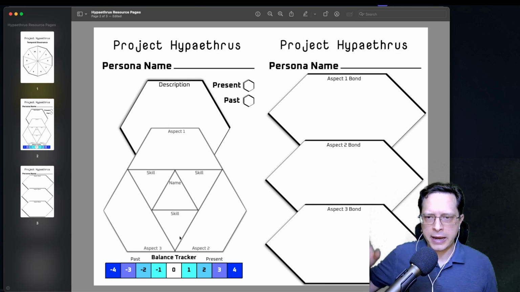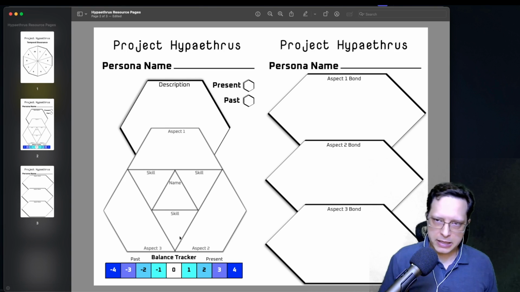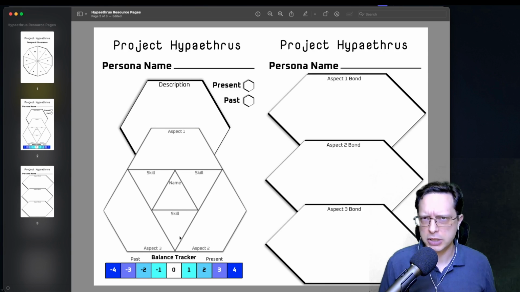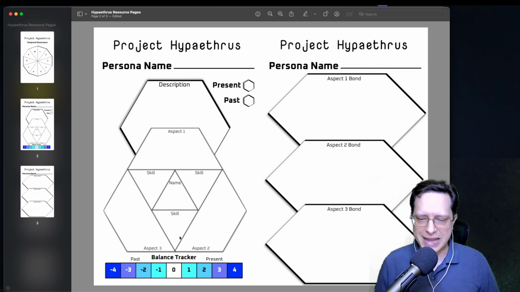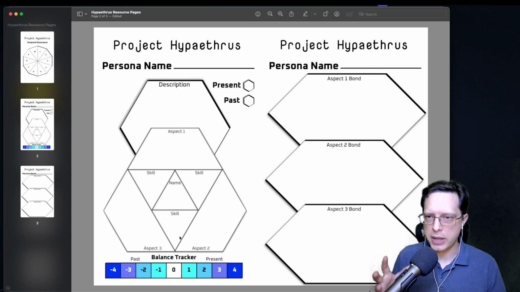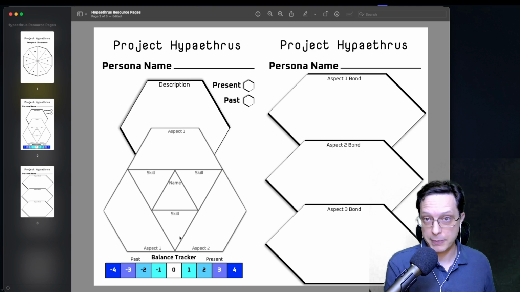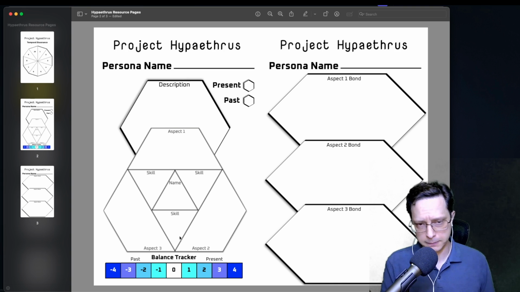And another way that we symbolize that is through bonds. So when you're originally creating your character, each of the aspects is associated with a bond. And that bond is a relationship with a particular character, an NPC, that is critical to your character's past and/or present.